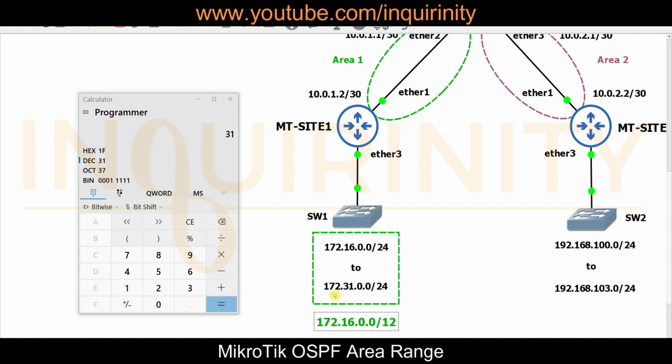172.16.0.0/24 down to 172.31.0.0/24 to 172.16.0.0/12. Again 12 because 8 bits from the first octet and 4 similar constant bits on the second octet. Then why it's 16? Because again the 4 similar bits across 16 to 31.